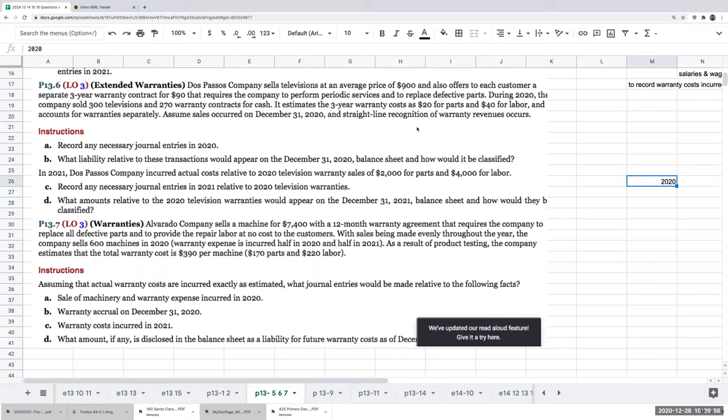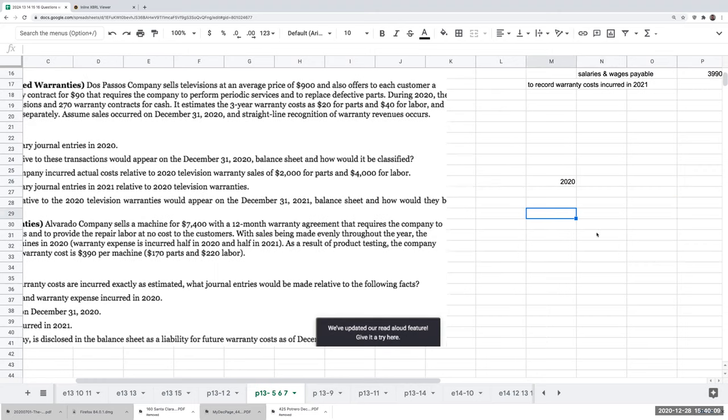It estimates the three-year warranty cost is 20 for parts and 40 for labor and accounts for the warranties separately. So assume all sales occurred on December 31st, straight line recognition of warranty revenue occurs.